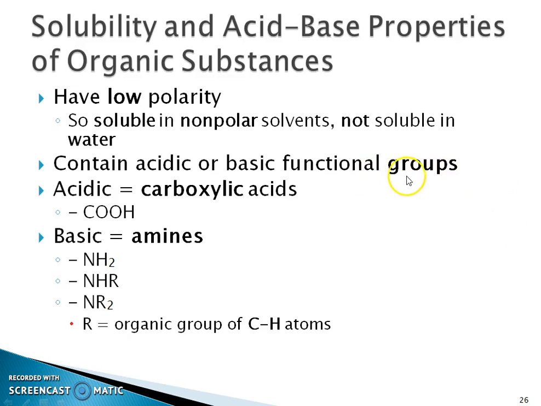They also contain what's called a functional group for acids and bases. So an acidic organic compound, we're going to call them carboxylic acid, and they're going to have an attachment COOH. So your carbon is going to be attached to an oxygen, another oxygen, and a hydrogen, and we'll talk more about that, I believe, in a later section.